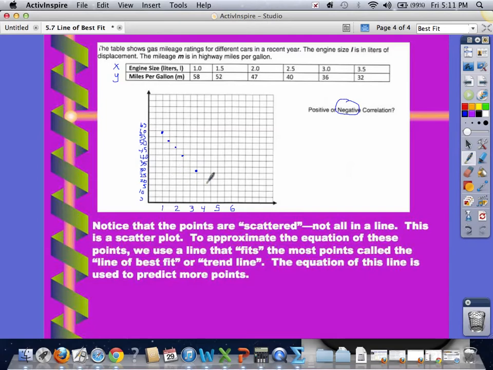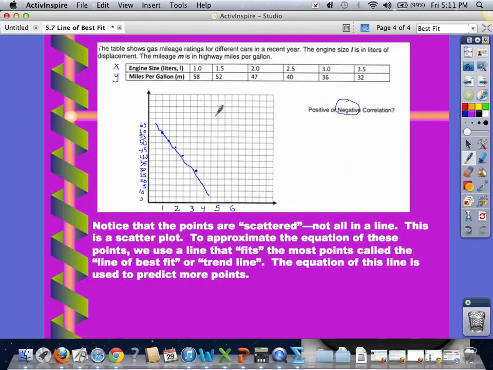This is called a scatter plot. And to approximate the equation of these points, we use a line of best fit that most of the points will fit into. It's called the line of best fit or trend line. The equation of this line is used to predict other points. So once you put this in here, you have to draw a straight line. Some of it would fit exactly, and some of it would be really, really close. You may have a few points outside, but most of the data would fit on that line, right?